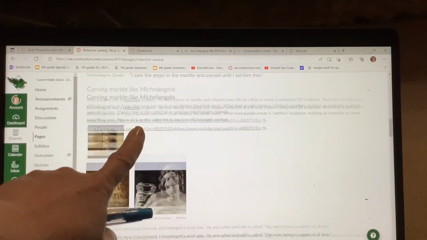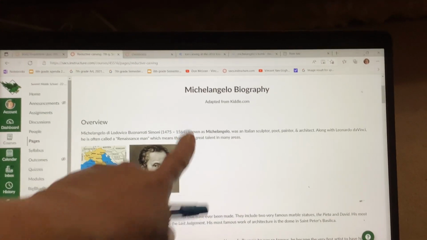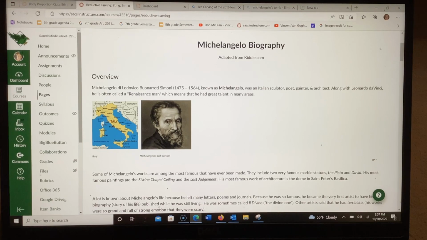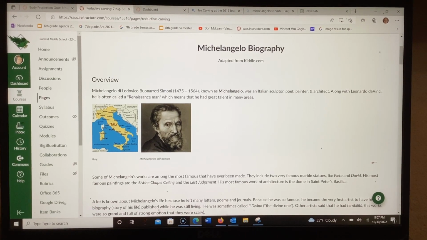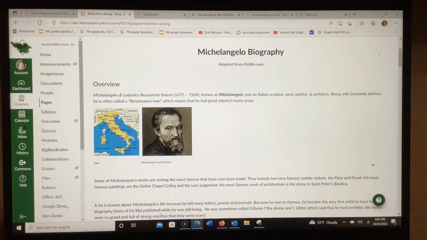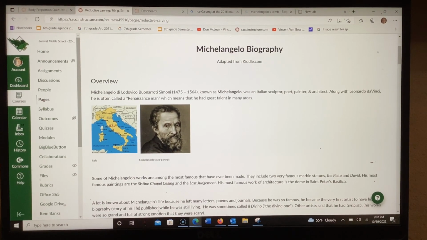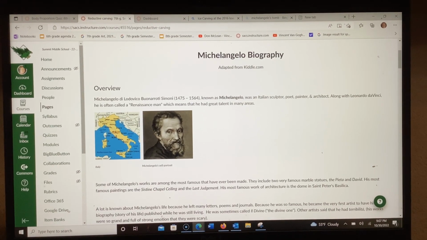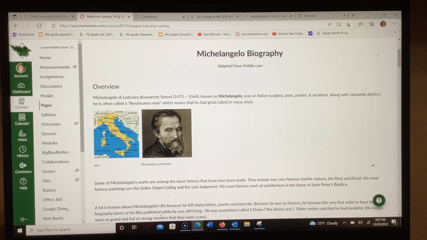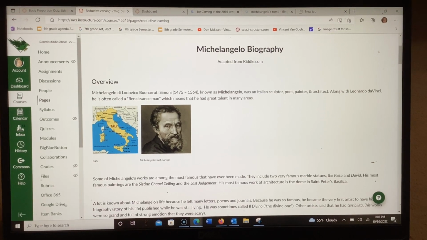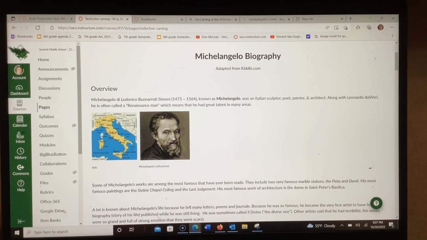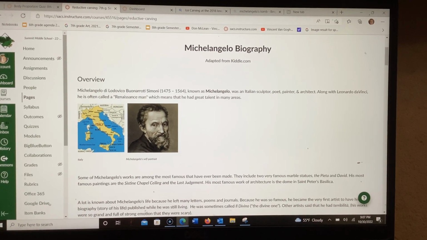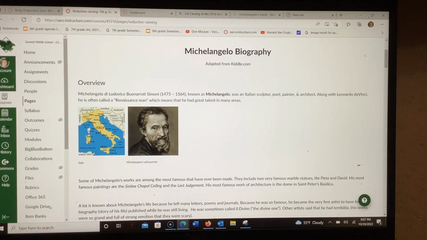And here we are at the start. Okay, this is the overview. Michelangelo di Lodovico Buonarroti Simoni, what a name, born 1475, died 1564, so about 500 years ago, known as Michelangelo, was an Italian sculptor, poet, painter, and architect.